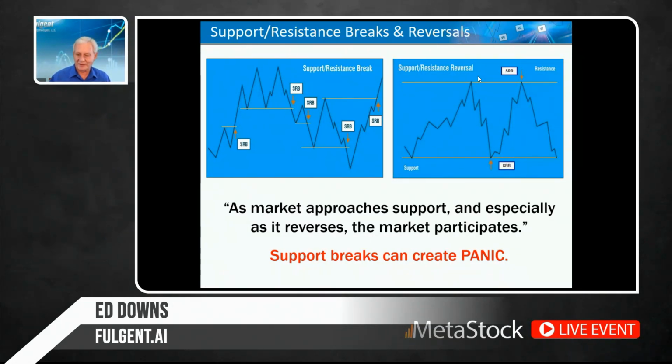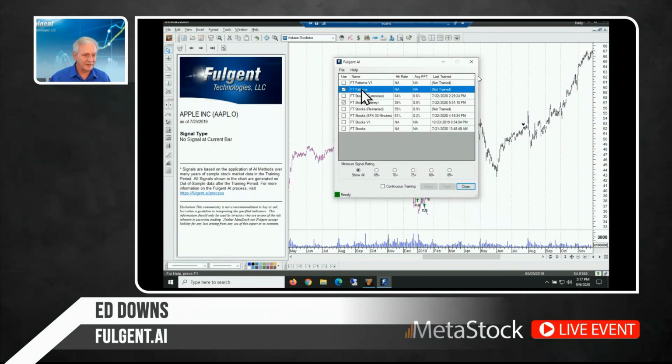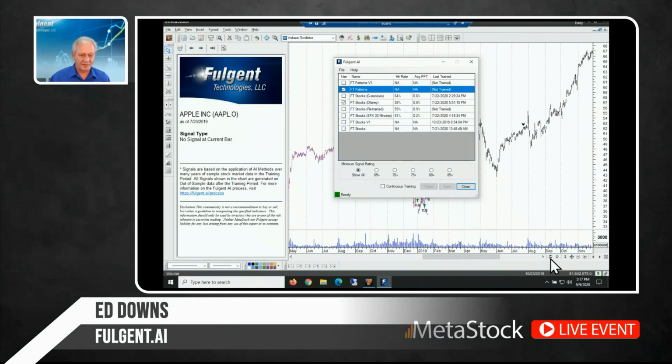Let's go back into MetaStock here, and I'm going to go back into the AI, Fulgent AI chart pattern engine, and we're going to turn on the support resistance pattern. So I'm going to turn these off and turn these on. I have a reason for turning them off, which I'll explain a little bit. All right, refresh.